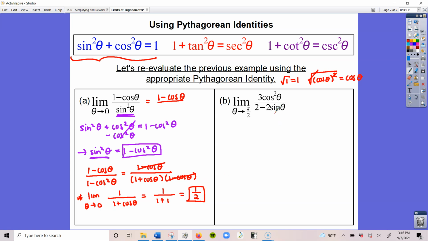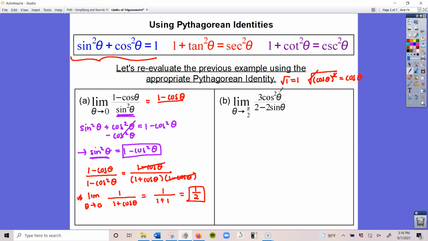Let's try this other one. We have 3 cosine squared theta over 2 minus 2 sine theta. So again, if you try direct substitution first, if you take that pi over 2, we would end up with 0 in the denominator, meaning let's try something else to see if we can rewrite this and be able to solve for that limit. So cosine squared.